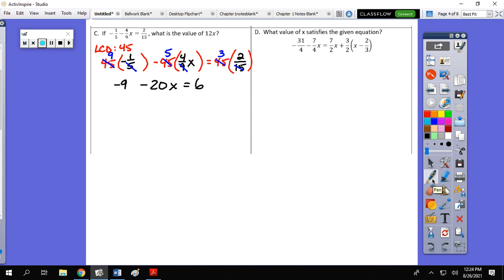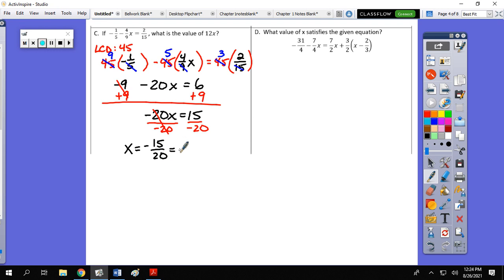So we are going to isolate. There is nothing to combine, so we skip to the isolate step. We add 9 to each side of the equation, which would give us negative 20x equals 15. And then we would divide each side by negative 20 to give us x is negative 15 over 20, which reduces to negative 3/4.